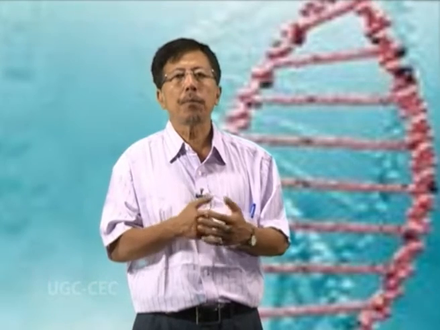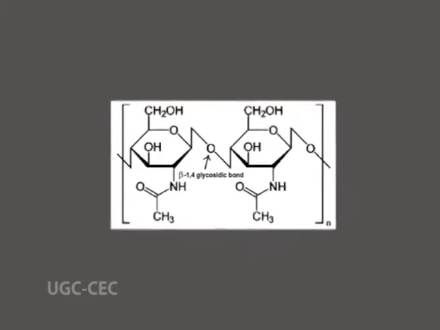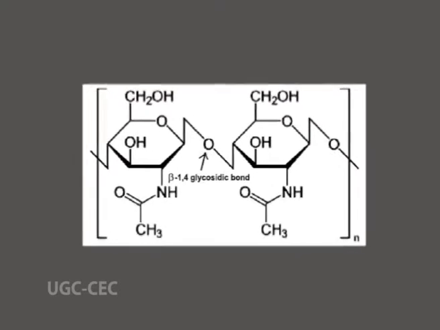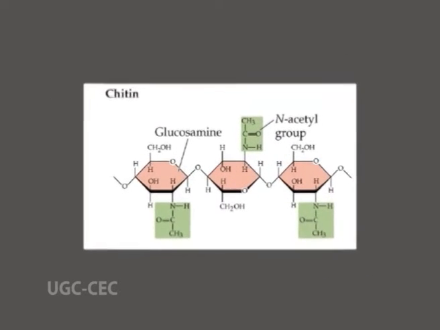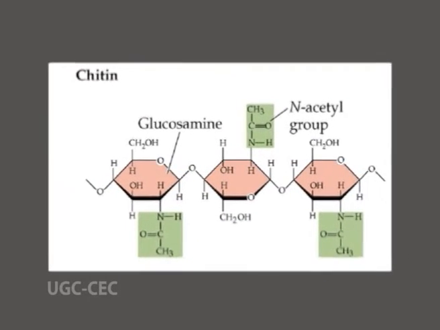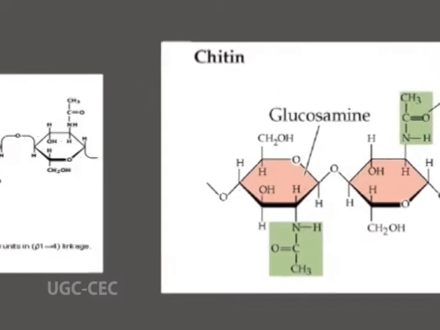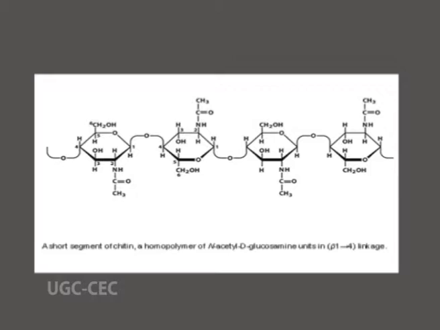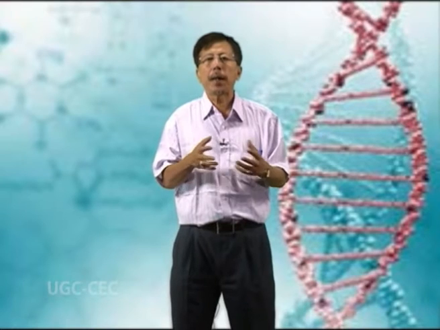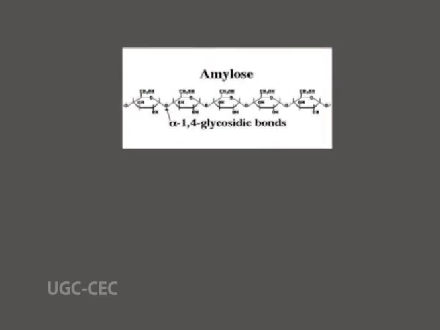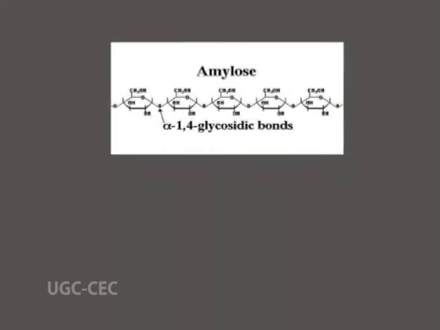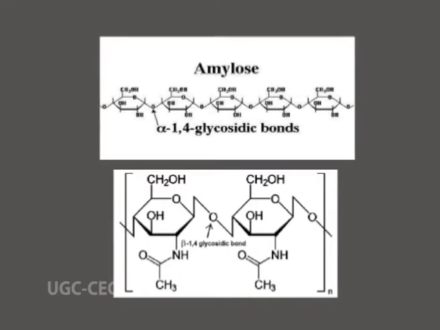The GlcNAc residues in chitin are linked by beta-1,4 glycosidic bonds as shown in the accompanying figure. A diagram of amylose is also shown to contrast it from the structure of chitin, as the former has alpha-1,4 glycosidic linkages instead of the beta-1,4 glycosidic bonds in chitin.